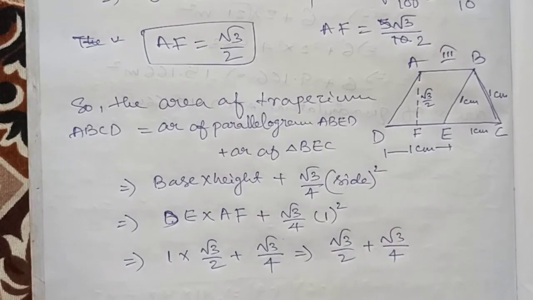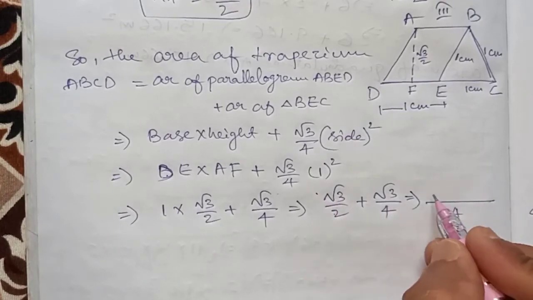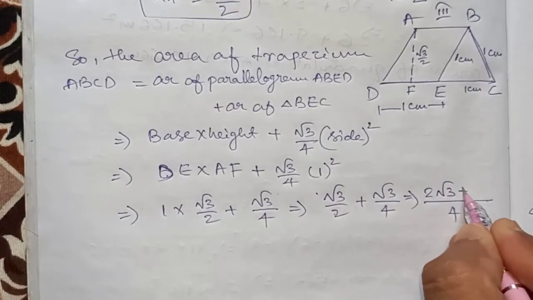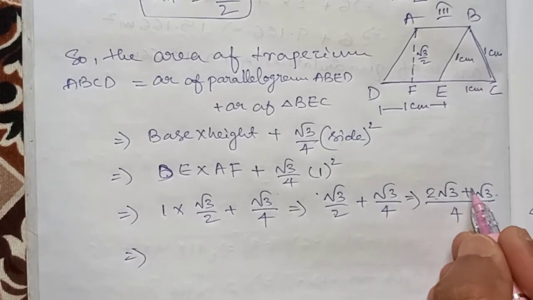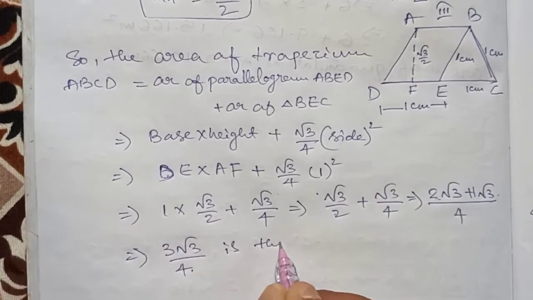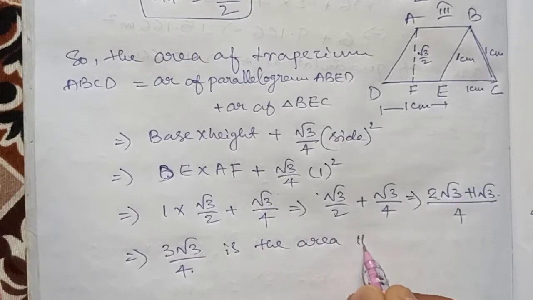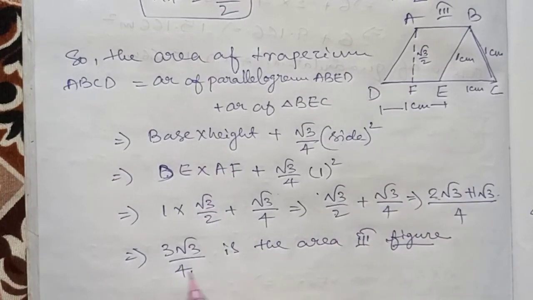Now the LCM will be 4, so 2 2s are 4, that 2 we will multiply here, it will become 2 root 3 plus root 3, that is 2 plus 1 is 3 root 3 by 4. This is the area of the third figure.